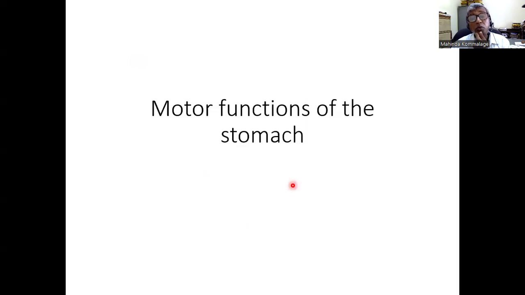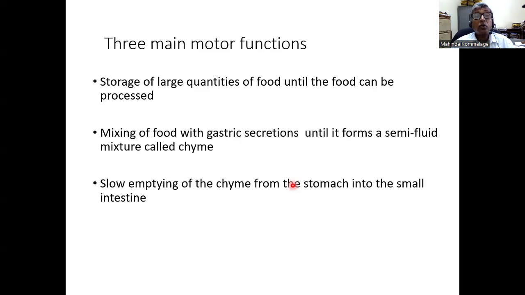Right. So then I move to the motor function. Motor function or muscle action of the stomach, right? So far up to here, I explained about the secretions and regulations associated with the secretion and consequences of these secretions like peptic ulcers and so on. Motor function means, you can understand, motility, movement of the stomach, right? So three main functions of the stomach are related to motor function, right?